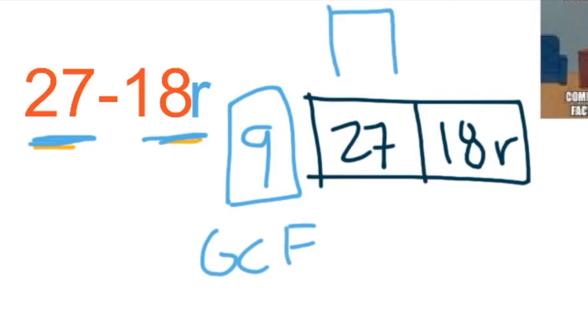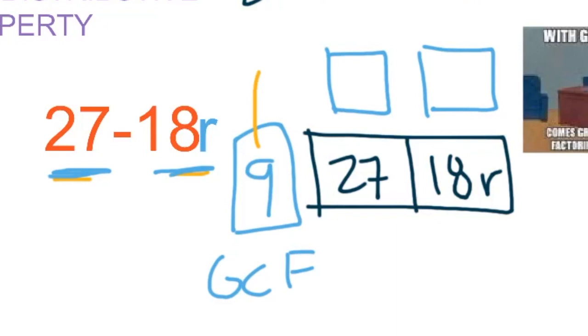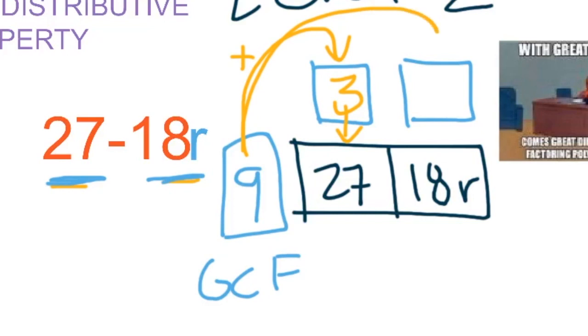Here comes the boxes on top. All right, let's multiply. 9 times what is 27? Yeah, it's 3. Goes in that box. Let's do it again. 9 times what is 18r? I know 9 times 2 is 18, so I put a 2 in the box. But I still need an r. So what can I multiply 18 by to get 18r? Yeah, just add the r. That's another factor. So 9 times 2r is 18r. We got it. There it is.